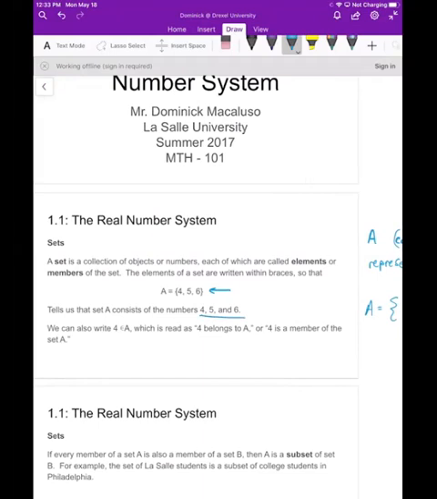Now, a lot of times you'll also see something like 4 and then this funny little E character there, and then A. And this character here is the Greek letter epsilon. And what this really means is that it either belongs to A or is an element of A, we could also say. All right, so that's what we mean by seeing that.